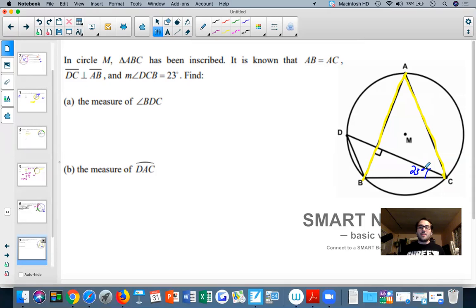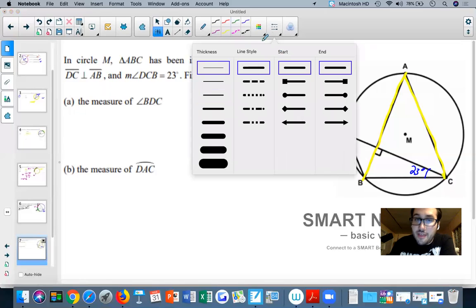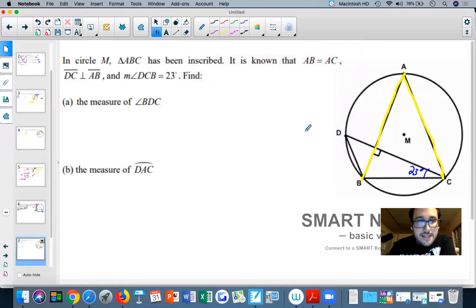Now we need to find two things. Hi, Riley. We need to find the measure of BDC. So BDC, I'll outline in green because, as you know, that is the best color. BDC, I want this angle. We'll focus on that first, and we'll get there.